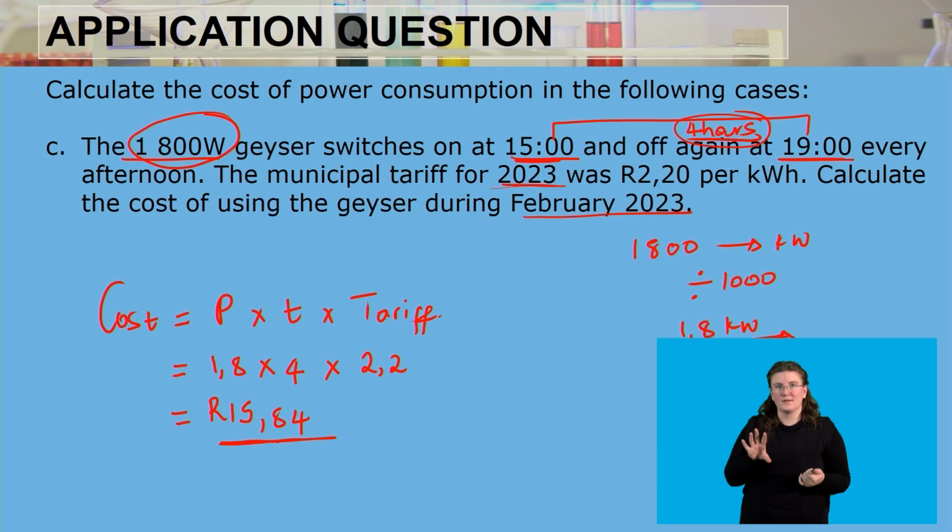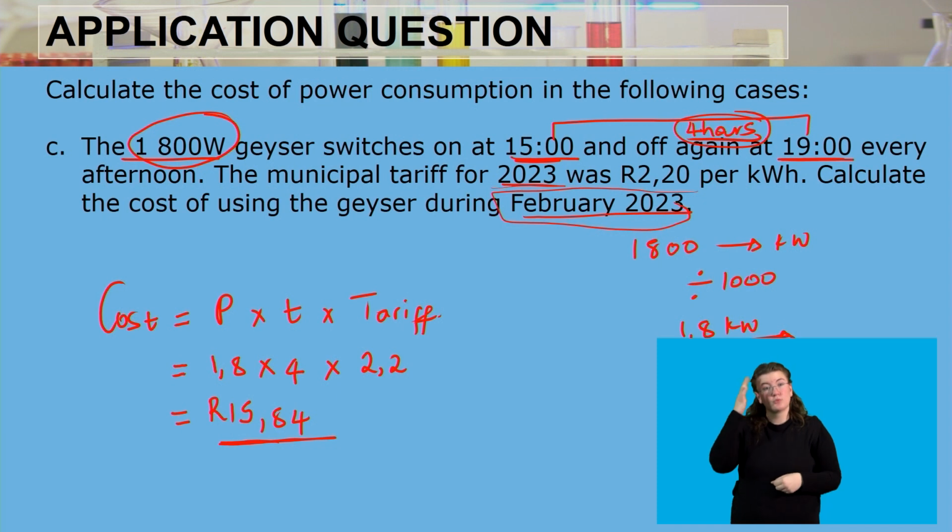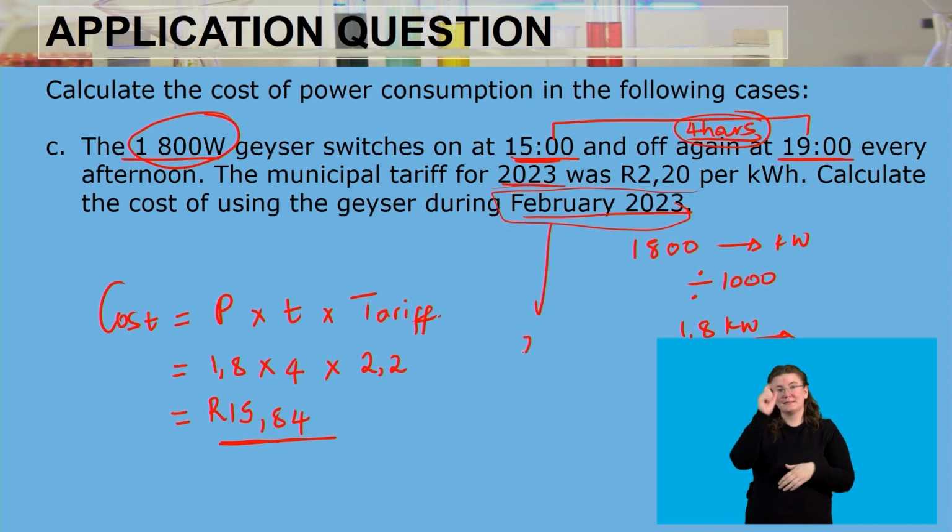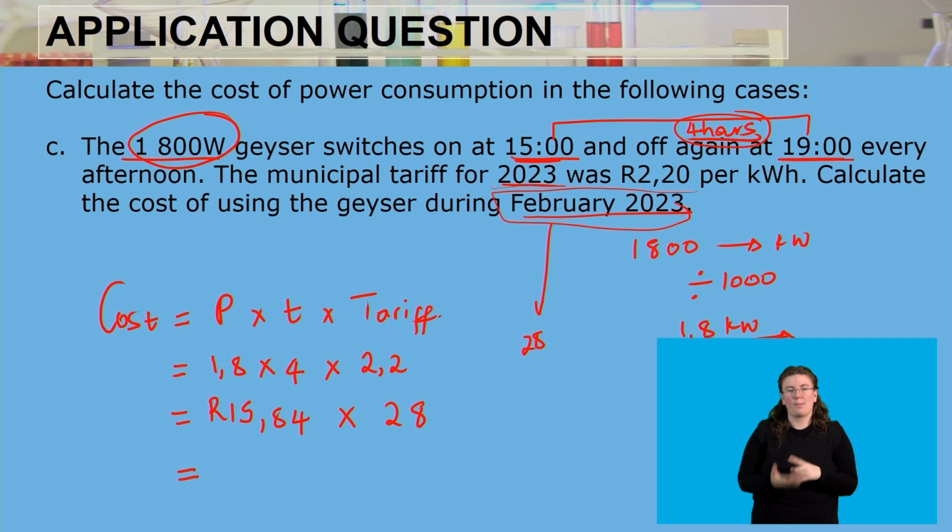Now, because we're looking for the cost of using this geyser during the month of February 2023, we know that February 2023 had 28 days. So that means this amount must be multiplied by 28 to say that if we were to use this geyser for 28 days, how much would we pay in total at the end of the month? So multiplied by 28, that gives us 443 rands and 52 cents.